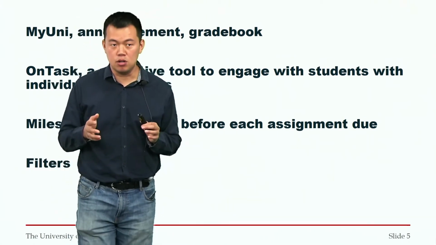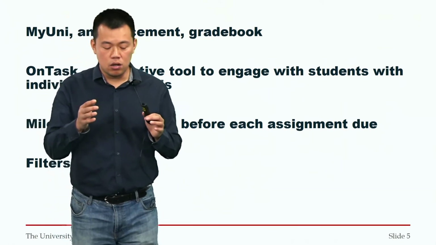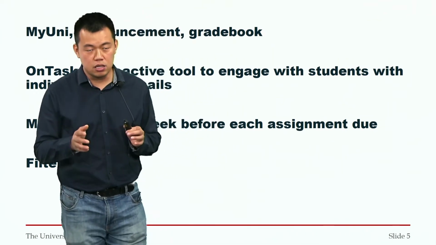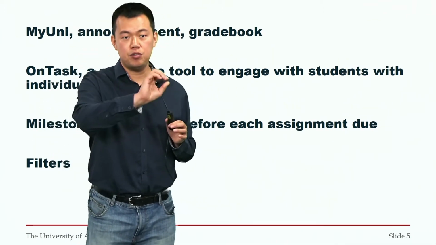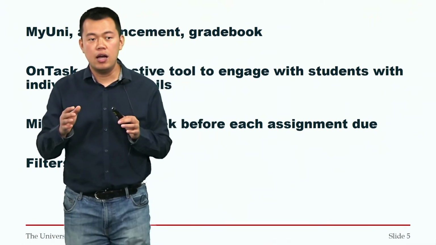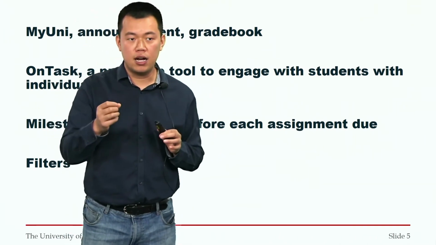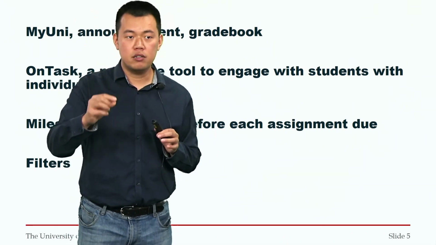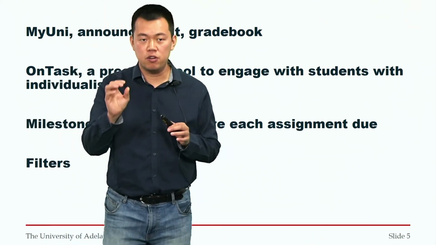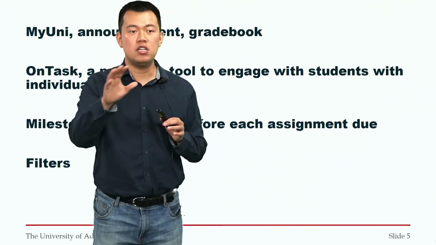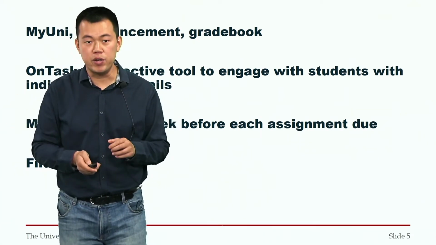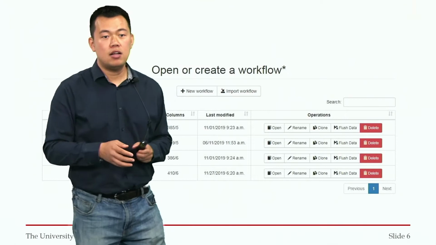What I did in the semester was, with the support of the staff from the Learning and Innovation team, we set up a few milestones, normally 1 week before each assignment was due. Then we used the data from my uni and used filters built upon each student's performance to generate different emails targeting different groups of students, 1 week before each assignment due. And here is how it works.